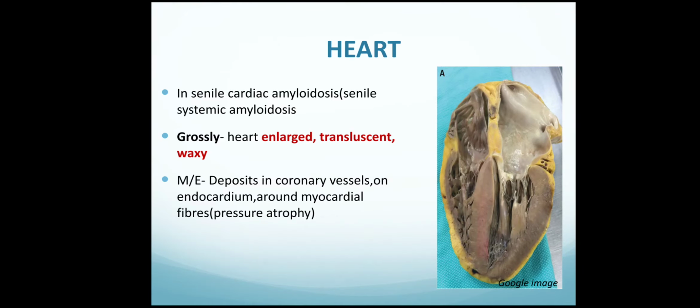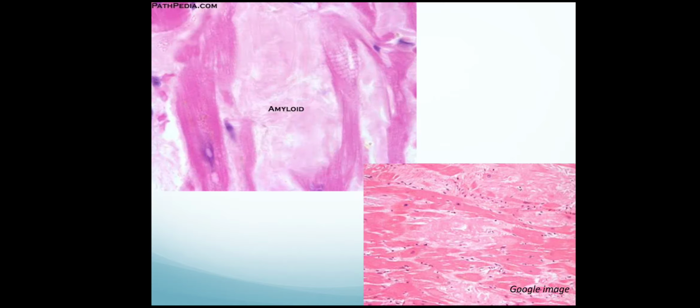Next is the heart. This is seen in senile systemic amyloidosis, also known as senile cardiac amyloidosis, in aged patients, where transthyretin protein gets deposited in the form of amyloid protein. Again, the heart is enlarged, translucent, and waxy in appearance. In the microscopic examination, the amyloid protein gets deposited in the coronary vessels, endocardium, and around the myocardial fibers, leading to pressure atrophy of the cells of the heart.